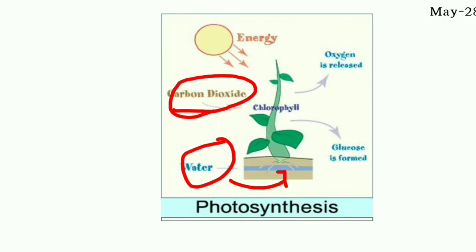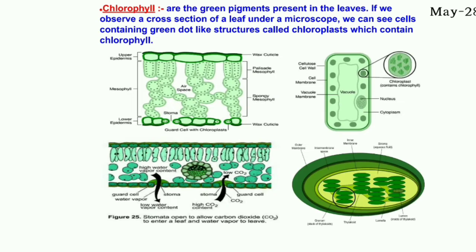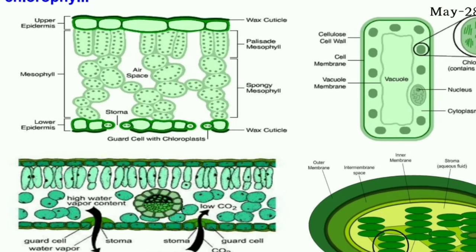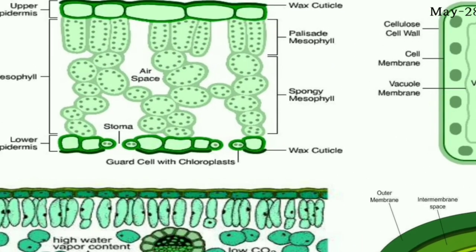Apart from this, the carbon dioxide should enter into the leaves, but how will it enter? And the chlorophyll that is present in the plant leaf, how is it arranged? There is a certain specific arrangement where the carbon dioxide enters into the leaves. For that sake, we have to take a look at the internal structure of the leaf.